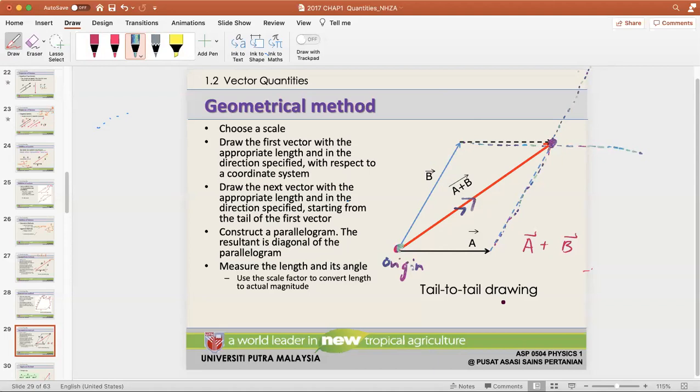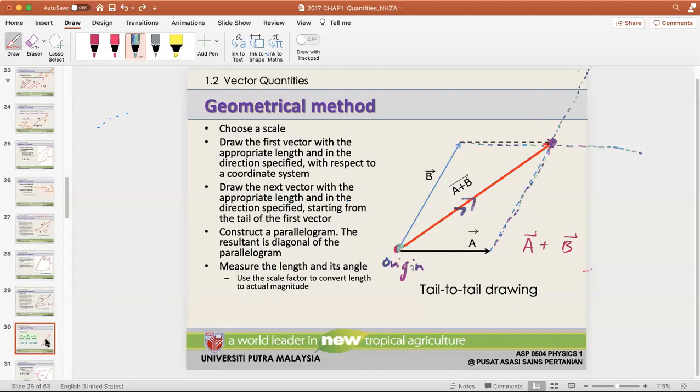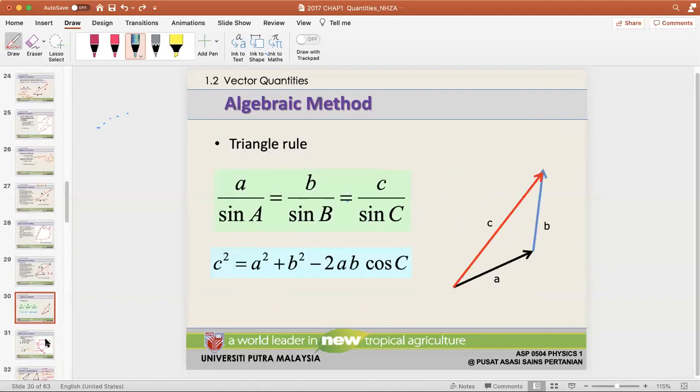Okay, so for the tail to tail drawing, it's nice if you have two vectors, but it's a little bit difficult if you have 3 or more. So this is fairly straightforward if you have two vectors. Is this method clear? We have gone over tip to tail and tail to tail. And again, use the scale factor to convert the length to the actual magnitude. Triangle method, I'm going to skip that. I'm not going to use it.